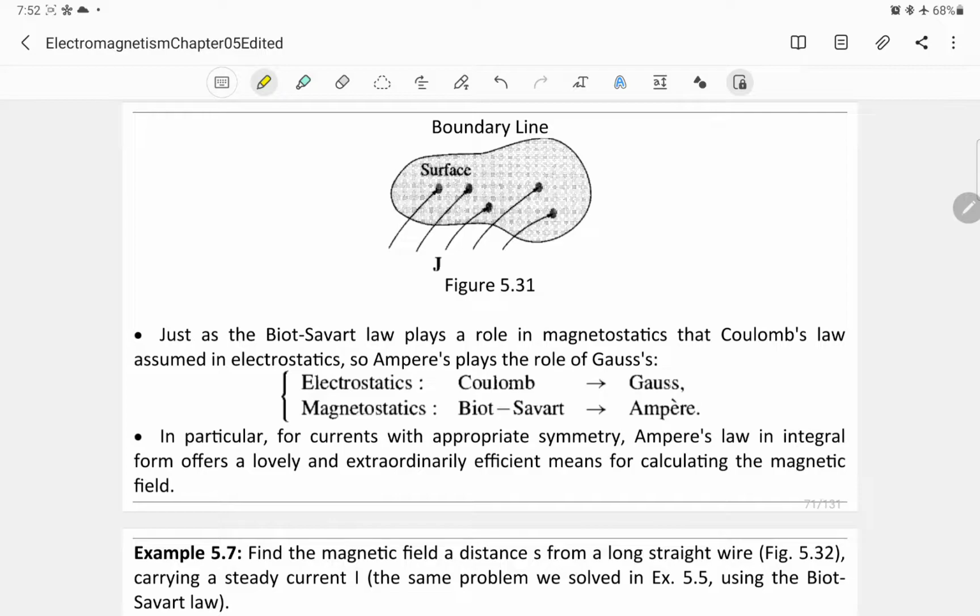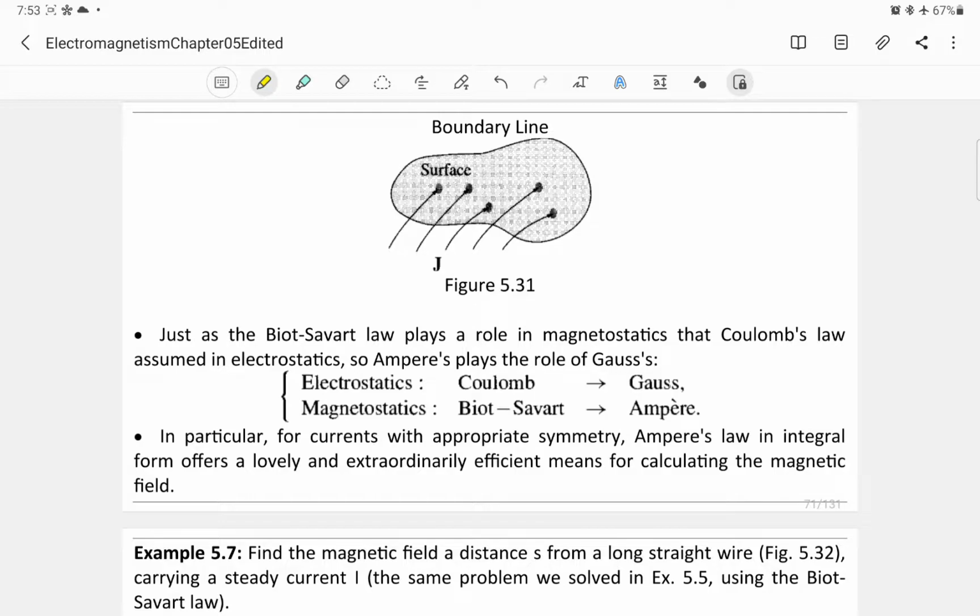So again, just like Coulomb's law, you have a counterpart of the Gauss's law. And for the Biot-Savart law, you have Ampere's law to be able to get the magnetic field. But again, like Gauss's law, for Ampere's law in particular, you need appropriate symmetry of the loop, like circle, square, as we see in the examples that we're going to discuss later.